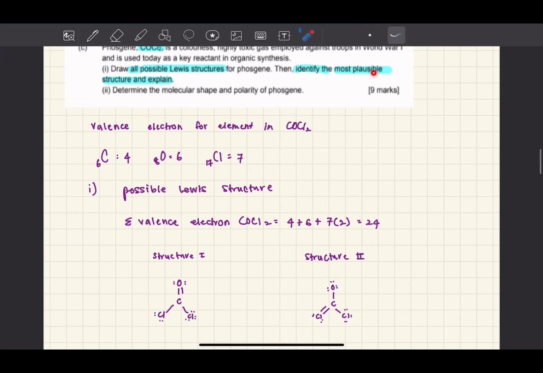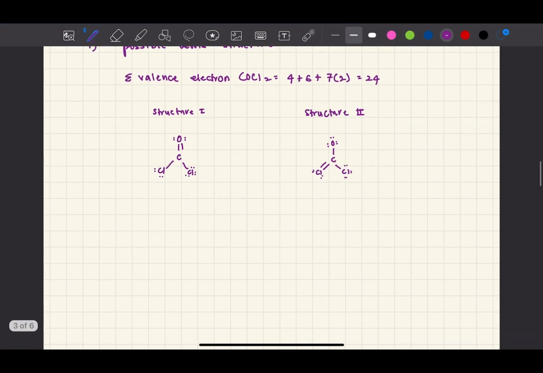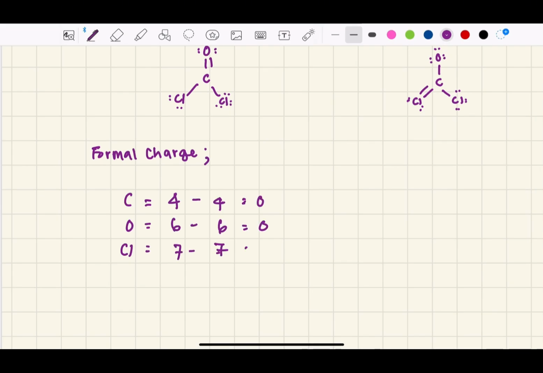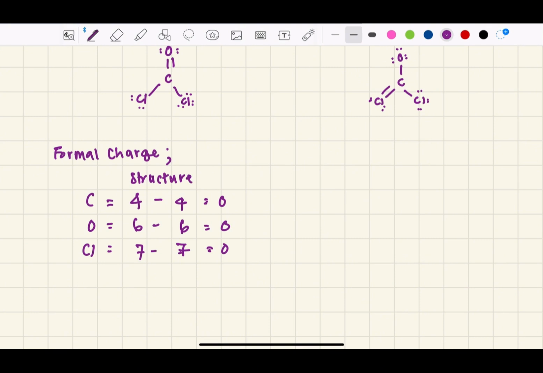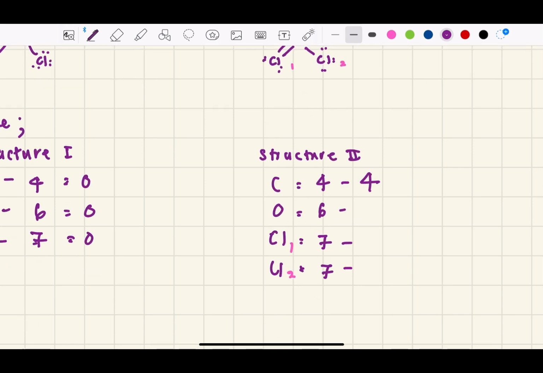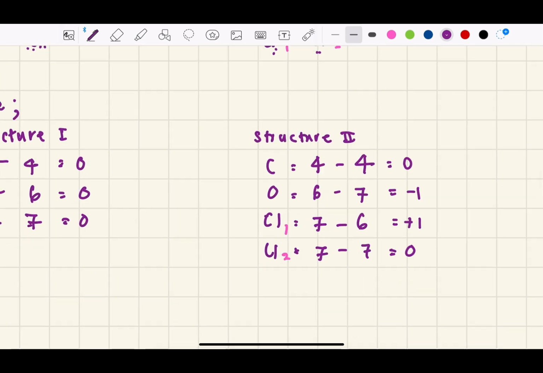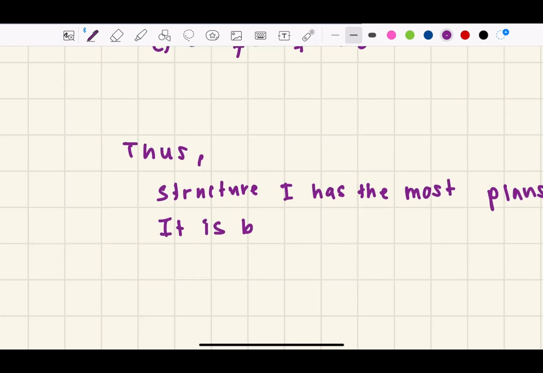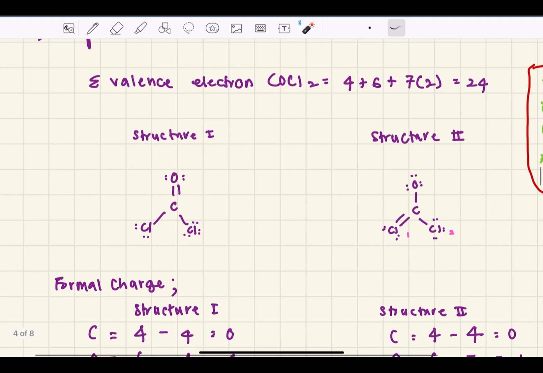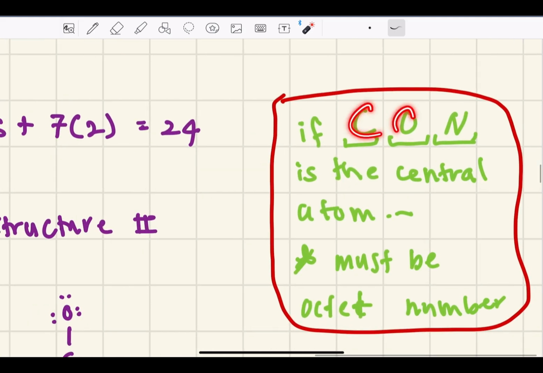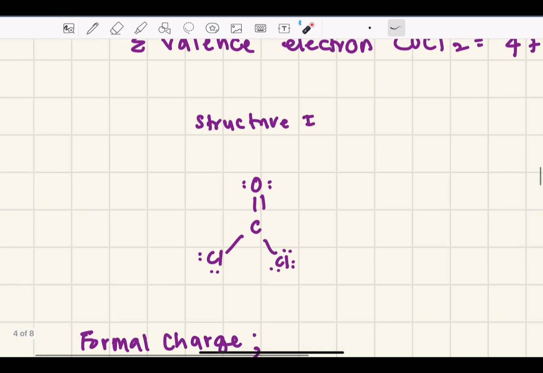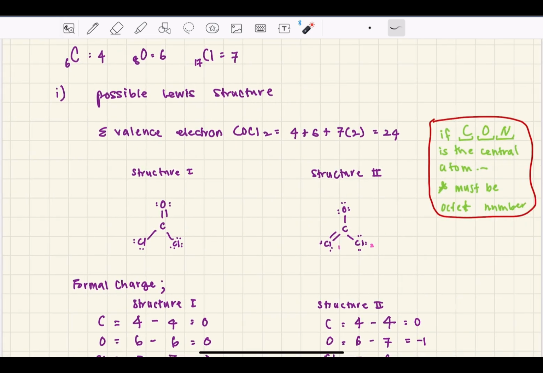Now we have the two possible Lewis structures. To know the most plausible, we have to calculate the formal charge of each structure. COCl2 only has two possible structures because of the rule that if C, O or Cl is the central atom, it must have an octet. By following that rule, structure 1 and structure 2 are the only Lewis structures for COCl2.